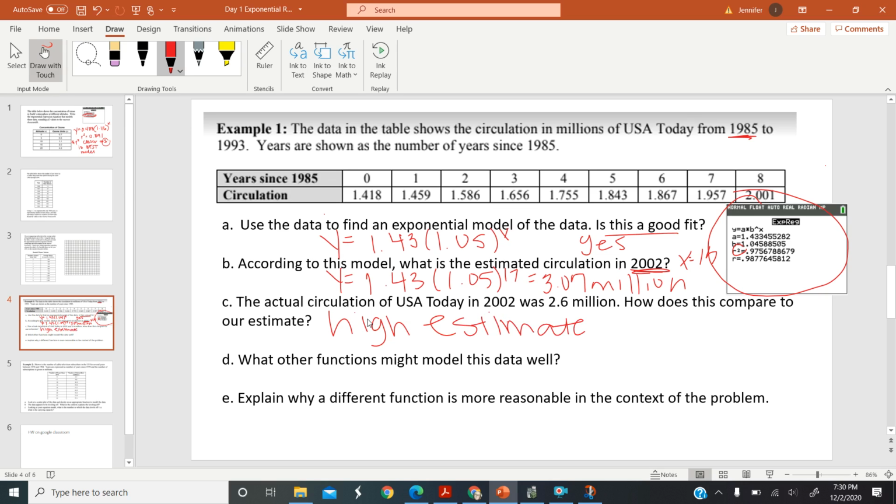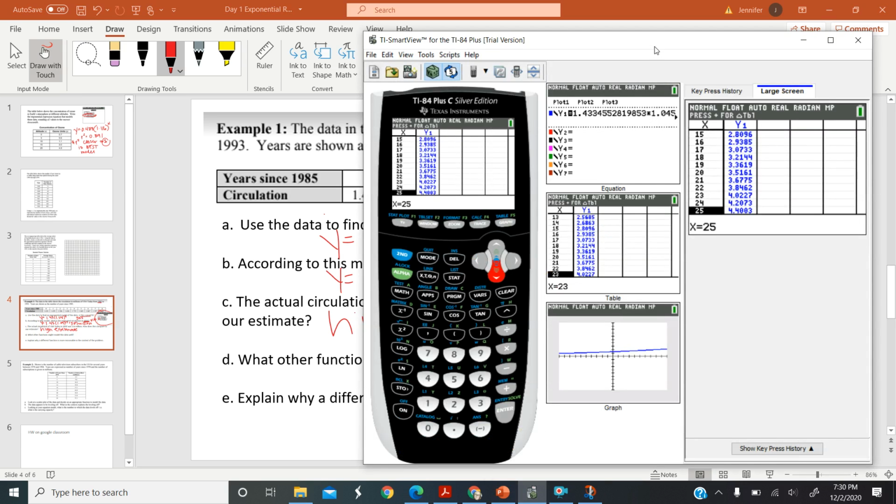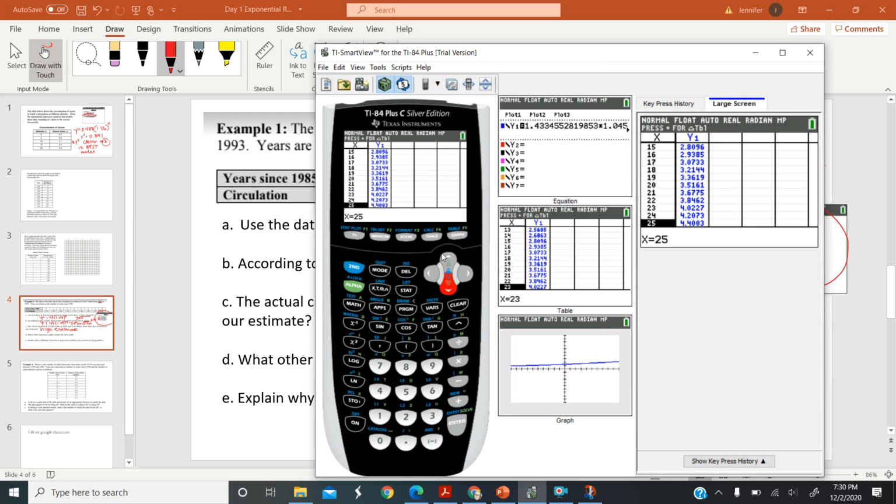And so then we want to start looking at this. And before I go to D, I do want to show another thing with this on the calculator. So whenever I asked if it's a good fit, we had the r squared value to back it up. So yeah, it was a pretty good fit.